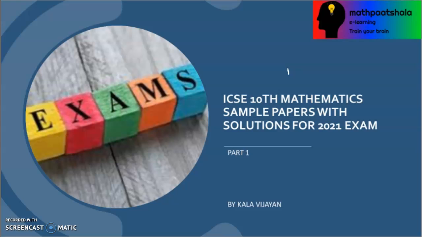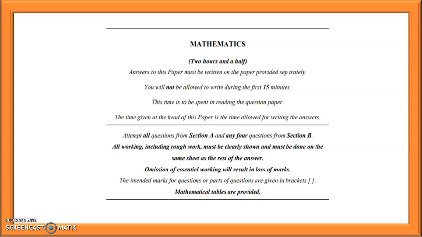We know the instructions are given in your paper itself. You can go through that. You will get 2.5 hours to complete the paper. 15 minutes before that you are given for reading the paper. At that time, thoroughly go through both the sections and the questions, and from section B, choose the questions which you can do easily. Mark those. Then within 2.5 hours you have to complete the whole paper.